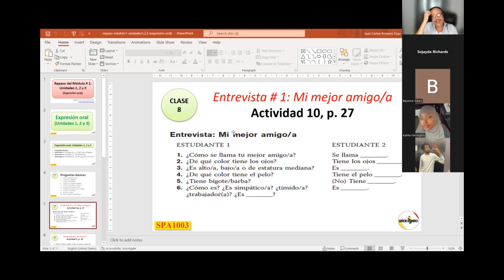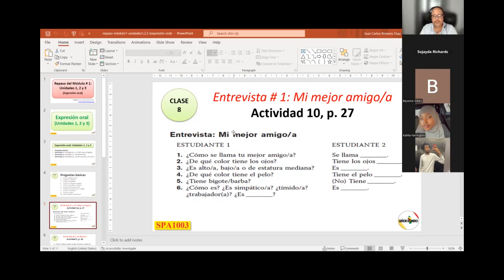Well, I don't think that I need to ask this question, but anyhow, the question is there. ¿Tiene bigote? Tiene el pelo negro. Oh, I skipped that question. Sorry, ¿de qué color tiene el pelo? Tiene el pelo negro. Now, I know that she shouldn't, but I will ask you the question anyways. ¿Tiene bigote? No tiene bigote y barba. Ok. ¿Cómo es? ¿Es simpática? ¿Es tímida? ¿Es trabajadora? ¿Cómo es?